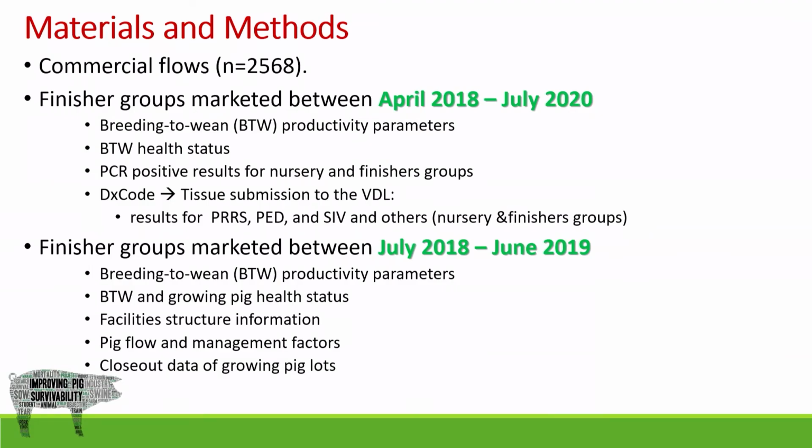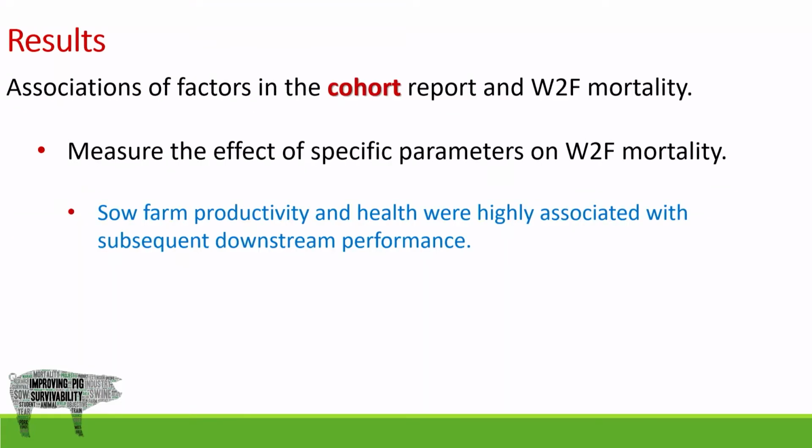For this analysis, we worked with around 2,500 closeouts from 2 different production systems in different but similar time frames. The data that we collected from those systems were breeding-to-wean sow farm productivity information, the health status, diagnostic information here for PCR detection, and also tissue submission, the Dx code, facility information, environment information, and also the closeout data itself for the nursery and finisher phase, and the true wean-to-finish groups.